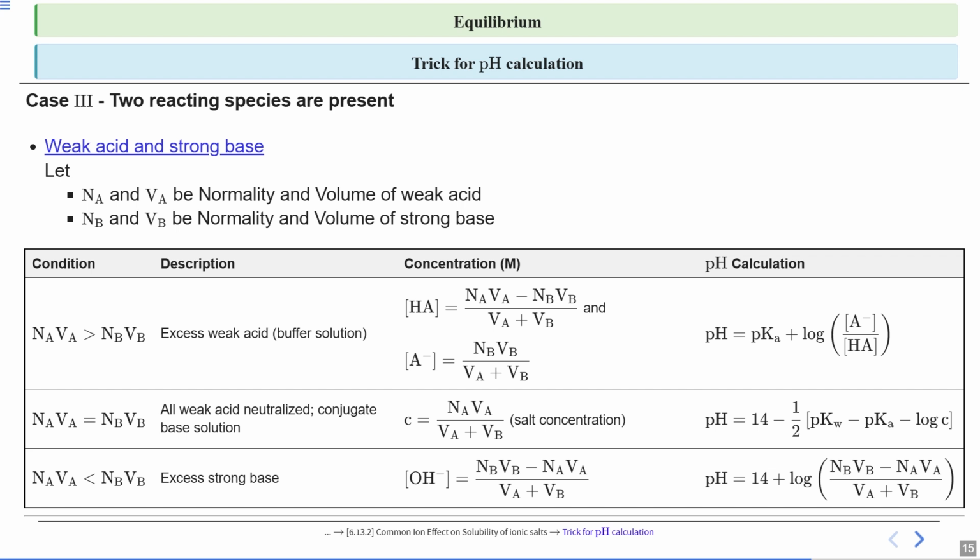In that case, you don't have to worry about the buffer formation or the salt hydrolysis. You will simply calculate the extra hydroxide concentration by first calculating the excess base left divided by the total volume. Further, you will take the pH by taking 14 minus log of this, 14 plus log of this whole OH minus concentration. Now, why are we getting here a plus? Because first we take minus log of this OH minus, right? Then we subtract it from 14. So 14 minus log of OH minus will give you 14 plus log.